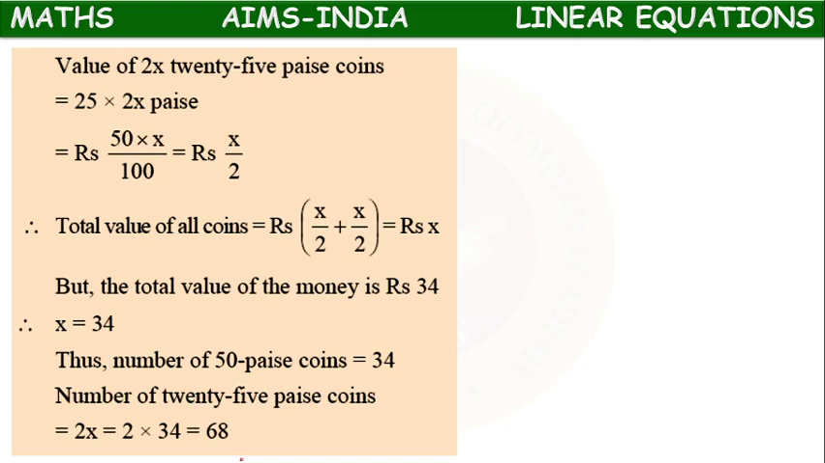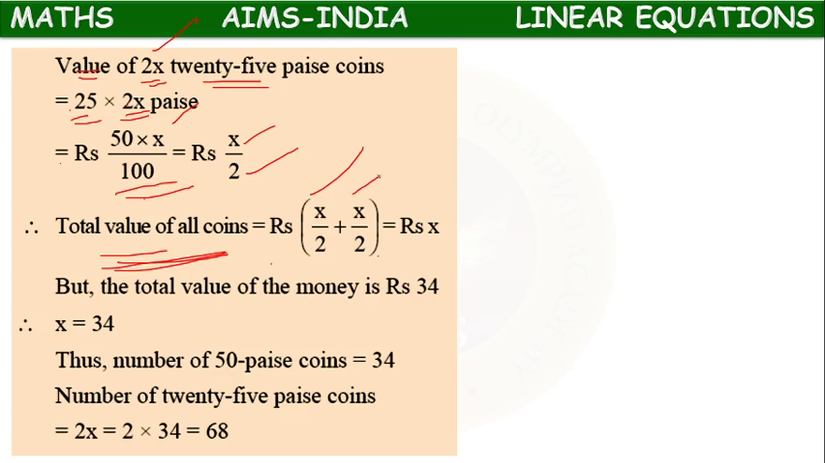In the same way, the value of the 2x 25 paise coins, because 25 paise coins are 2x in number. So their value is 25 into 2x, which is also 50x. For converting it into rupees, we have to divide by 100, which equals x by 2. So the total value of coins: the 50 paise coins' value is x by 2, and the 25 paise coins' value is also x by 2.